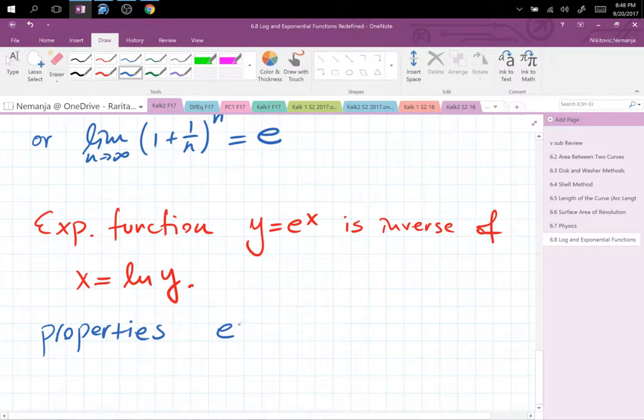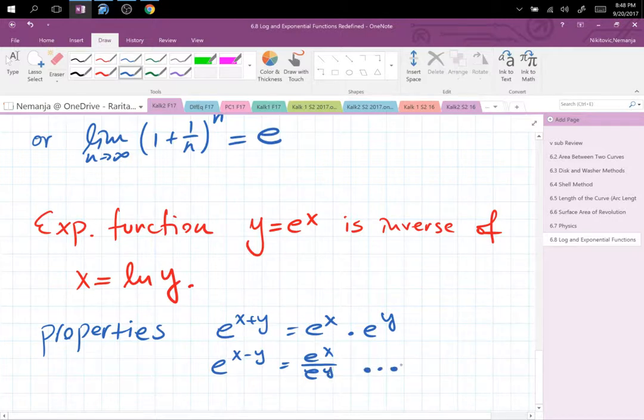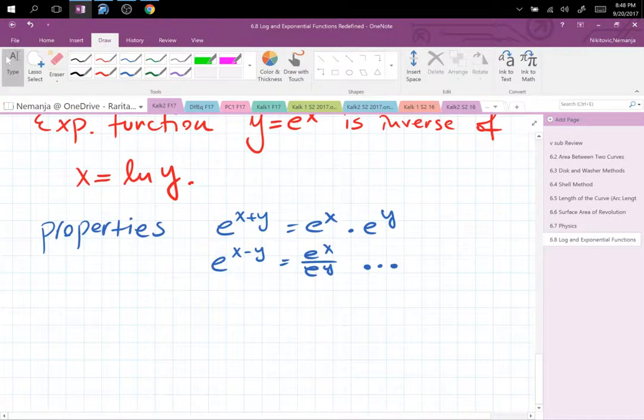It says e to the x plus y is e to the x times e to the y. e to the x minus y is e to the x over e to the y. And I'll just put 3 dots because there are 5 of these rules. I wrote only 2 out of 5. Those should be on your class prep, and all of these are algebraic rules that you learned. We do not introduce anything new.